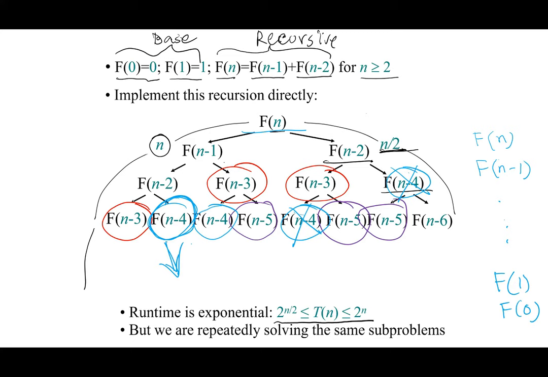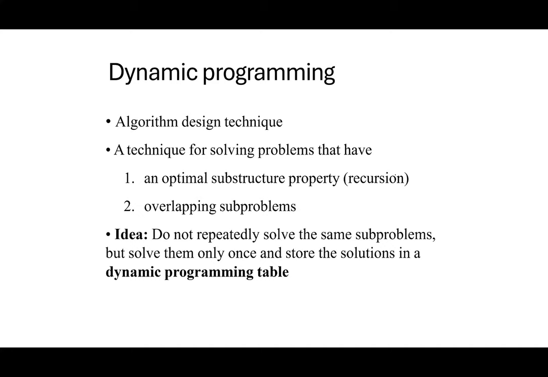Let's talk about dynamic programming. This is an algorithm design technique. This is not a data structure or algorithm. This is just an algorithm design technique to cleverly design your recursive algorithms. So you can apply this technique to solve problems that have what we call the optimal substructure property or recursive property. Okay, so if the problem can be defined as a recursive problem, that's one thing.